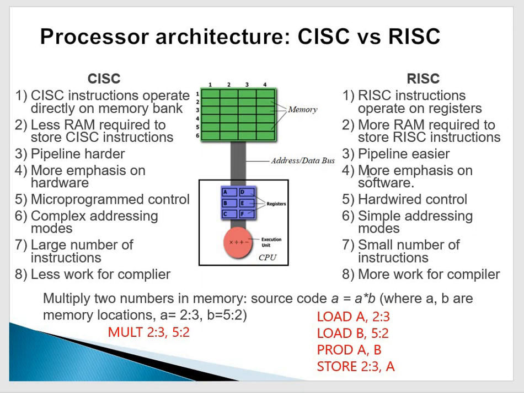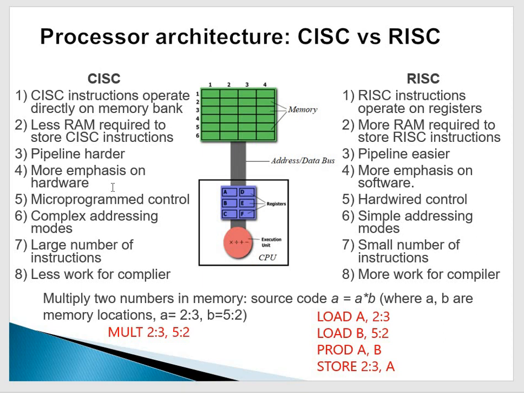That is why the main focus of the RISC processor is the software. So it puts emphasis on software as compared to the CISC processor. So this is the difference between the two architectures, one called CISC and the other called RISC. Now we will try to understand with the help of one example.